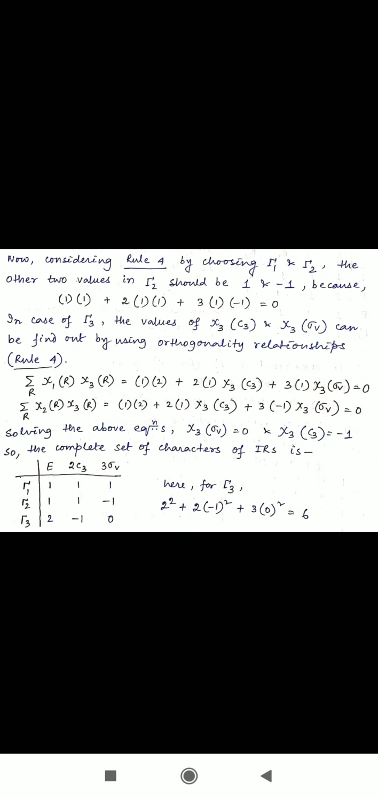Okay. So by applying rules 1 to 4 mainly, we can write our character table, mainly we can write our irreducible representation easily, which is the main heart of our character table. Lastly, we can check by our rule number 3 whether it is okay or not. If we take the Bethe notation 3 and the sum of squares, that should be equal to the order, so 2 square plus 2 into minus 1 square plus 3 into 0 square, that should be equal to 6.